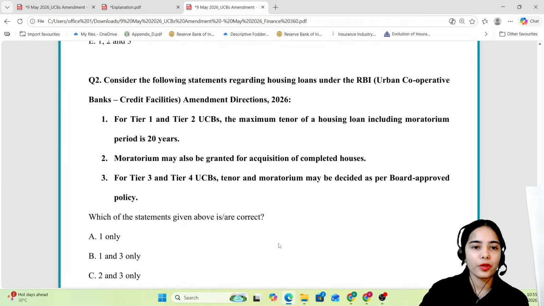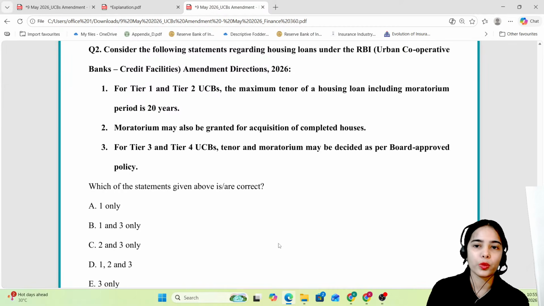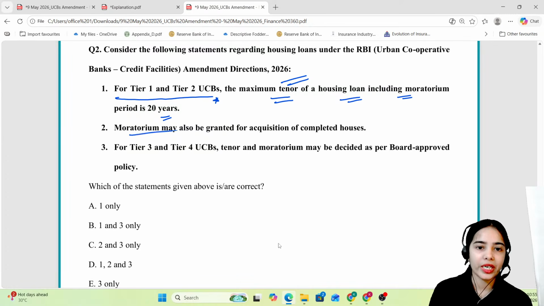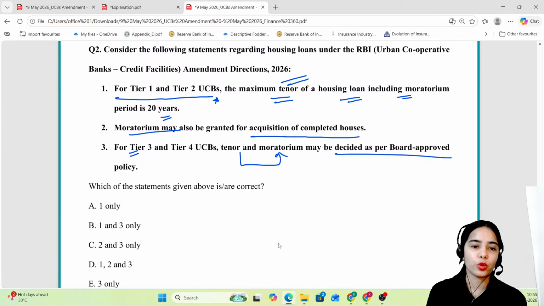Okay. The second question is regarding, consider the following statements regarding housing loans under the RBI Urban Cooperative Banks Credit Facilities Amendment Directions 2026. For tier 1 and tier 2 UCBs, maximum tenure of a housing loan including moratorium period is 20 years. Moratorium may also be granted for acquisition of completed houses. For tier 3 and tier 4 UCBs, tenure and the moratorium may be decided as per the board approved policy. So which of the statements given above is or are correct? That you have to tell.